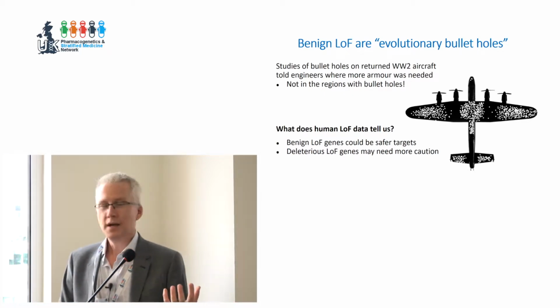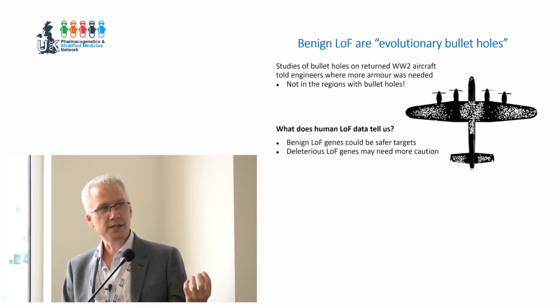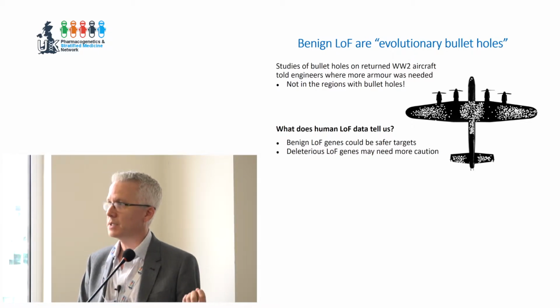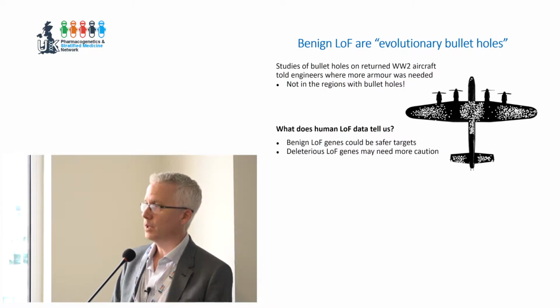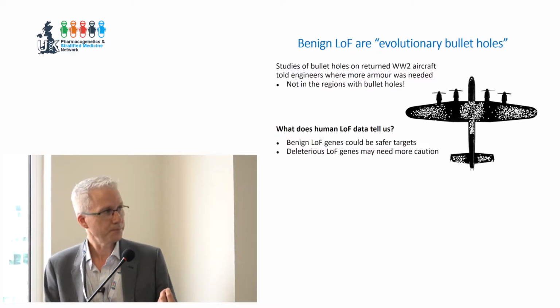And so that's what I would say as an analogy, is that a benign loss of function mutation is like one of the bullet holes that we see. It's an area that we know we can knock out and potentially that we could modulate it for drug discovery.